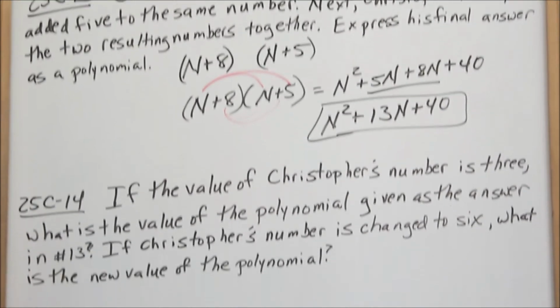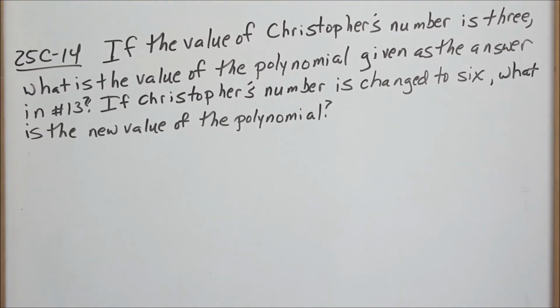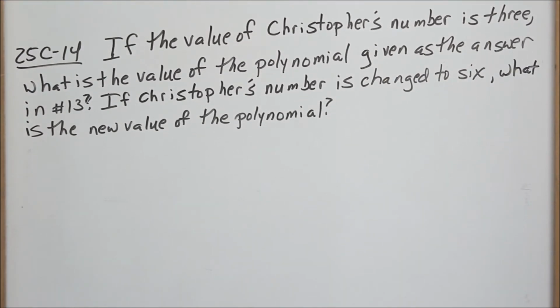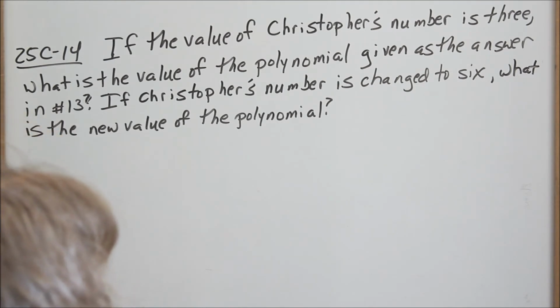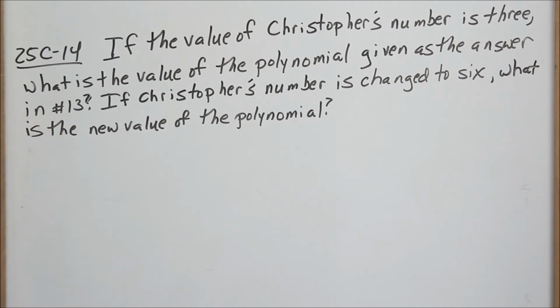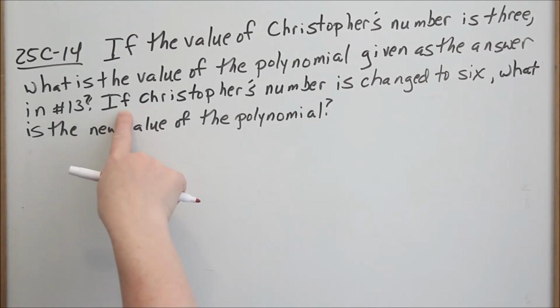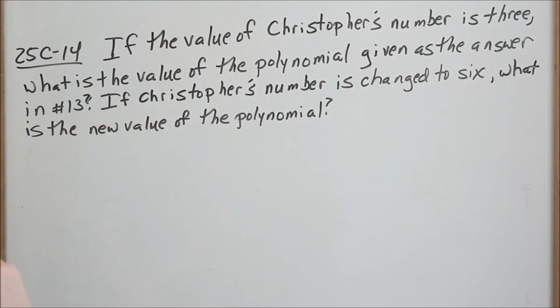Now look at number 14. Number 14 says, if the value of Christopher's number is 3, what is the value of the polynomial given as the answer in number 13? Then it goes on to say, if Christopher's number is changed to 6, what is the new value of the polynomial? Okay, let's just start back with the first question.